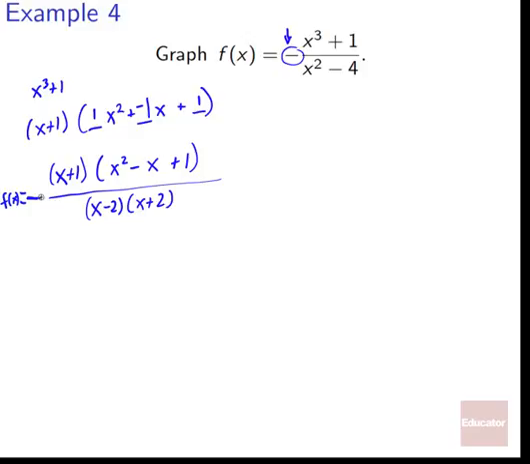But there's something else we have to do. If we want to get to what the horizontal asymptote or slant asymptote is, let's figure out which one it is. Cubed here, squared here. So our numerator is one degree higher than our denominator, means we've got a slant asymptote. How do we figure out the slant asymptote? Through polynomial division.